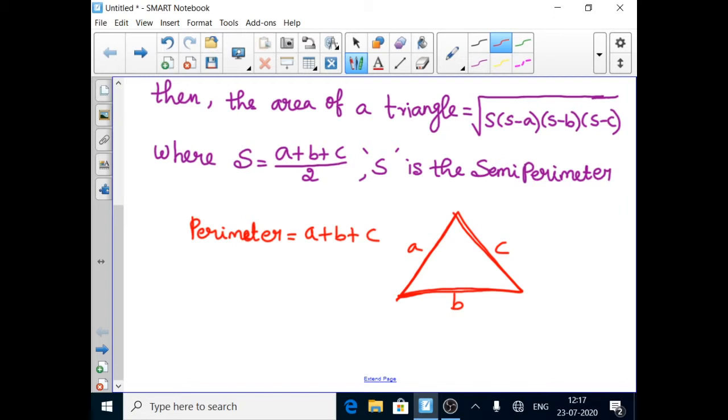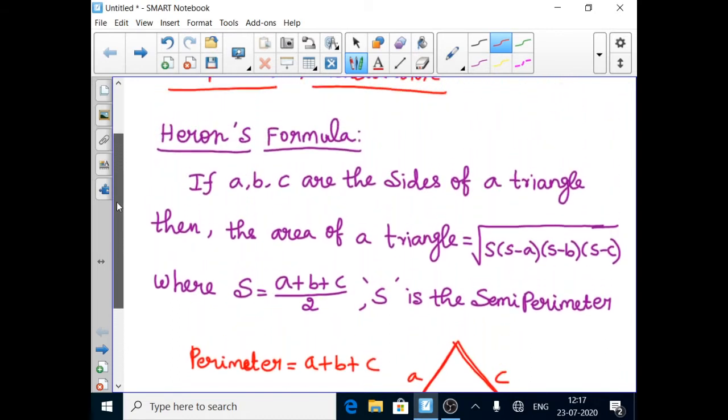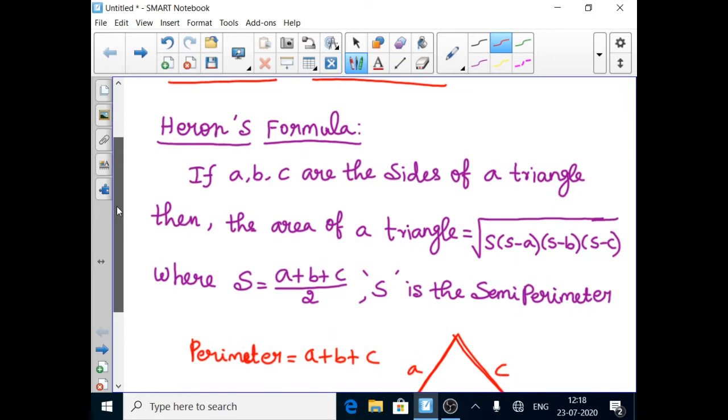Exercise 7.1 is fully based on this formula only. This Heron's formula only we are going to use in this full exercise. In Heron's formula you can find the area of the triangle. The formula is root of s into s minus a into s minus b into s minus c, where s is equal to a plus b plus c divided by 2. This one is the value of s. This is the formula. So we will start the exercise.